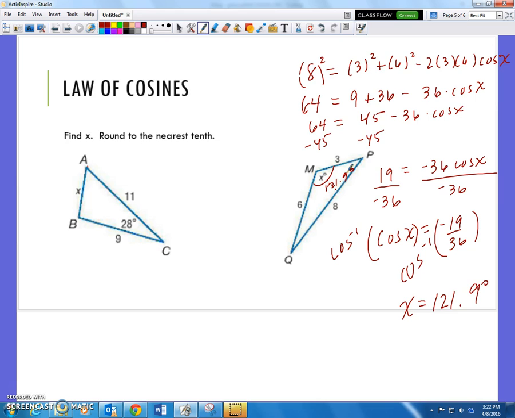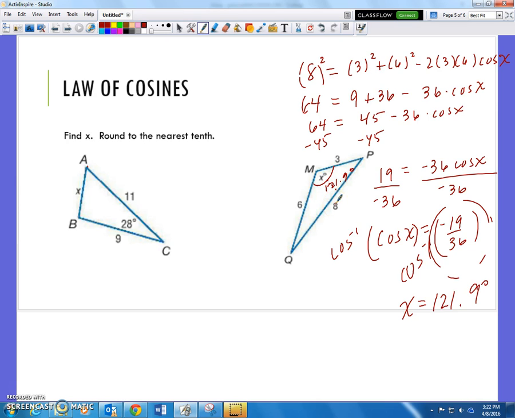So don't get alarmed if you have a negative value over here. You'll learn more about the unit circle and why that's still going to give me a positive angle measure later on in Algebra 2, probably pre-calculus. It works out just fine. It would make sense that across from the biggest angle is the biggest side. So I think we did it correctly.